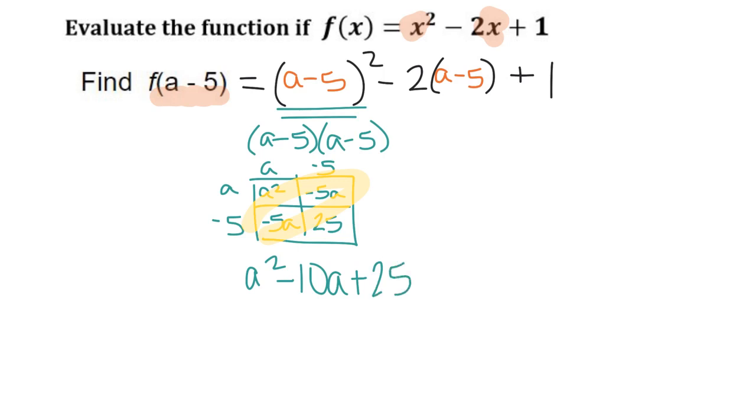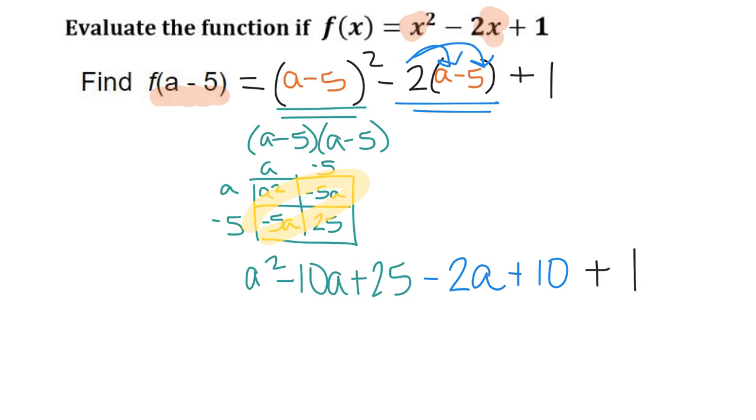Now that's just the first part. Remember we said we were taking that quantity squared. I still need to address, we haven't talked about yet, this second, or this middle part. So this is where we are going to distribute the negative 2 to a and to the negative 5. So for that part, I'm going to get negative 2a, and then negative 2 times negative 5 is positive 10. And very last but not least, don't forget there is that plus 1 at the end that we need to include. Okay, so you have basically three parts.